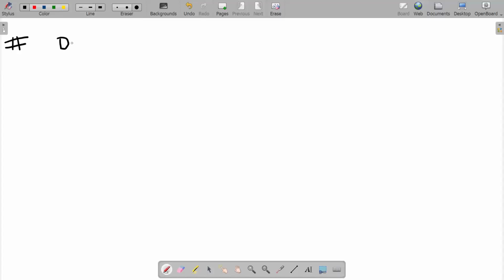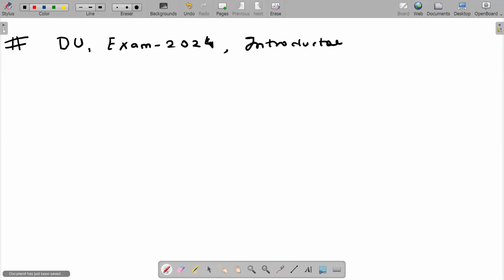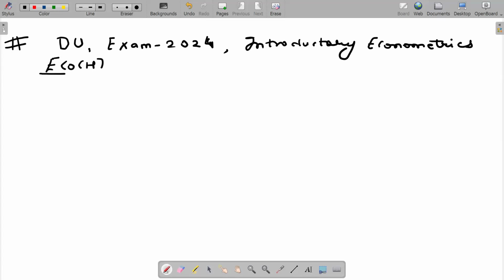This is Delhi University Exam 2024. Name of the course is Introductory Econometrics. And this lecture is recommended for students pursuing economics honors from Delhi University, particularly in their semester 4. Okay, so we are looking at question 1, part D.